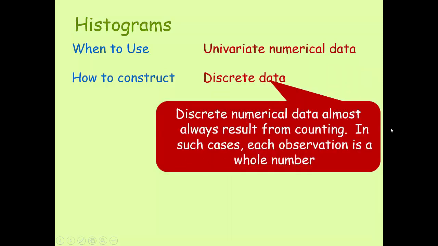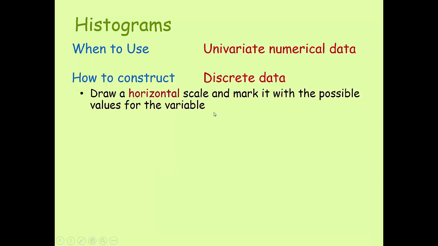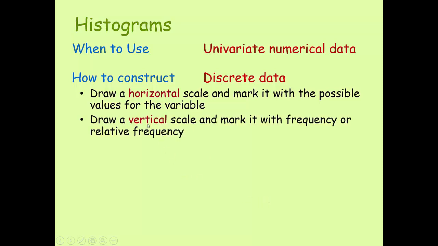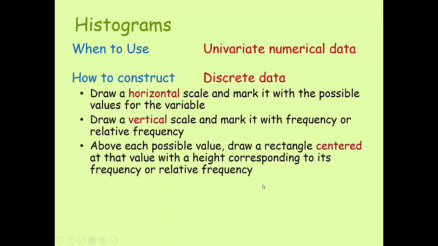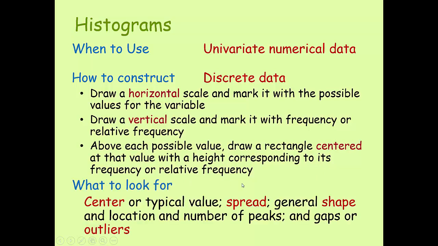So if you have discrete, this is from counting, remember, each observation is a whole number. So we draw a horizontal scale and we mark it with the possible values because they're discrete values. We draw a vertical scale and we mark it with the frequency or relative frequency. Above each possible value, draw a rectangle centered at that value with a height corresponding to the frequency or relative frequency. We're still looking for a center, a typical value.